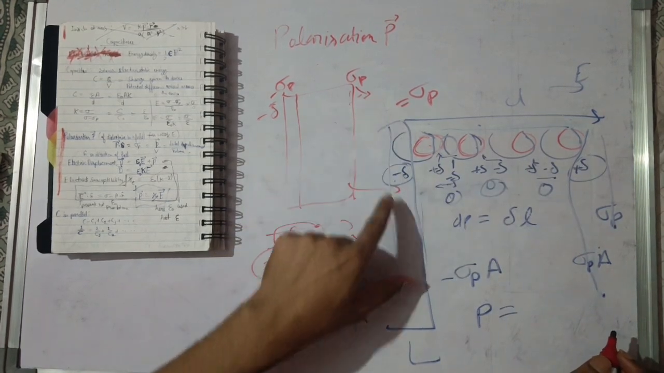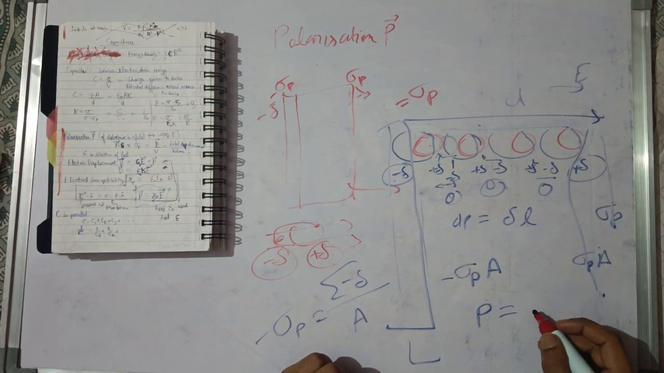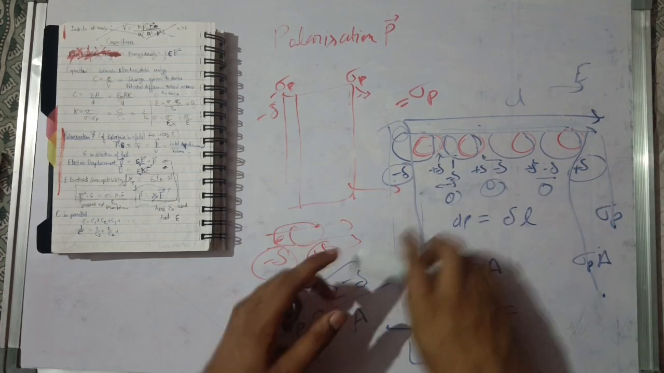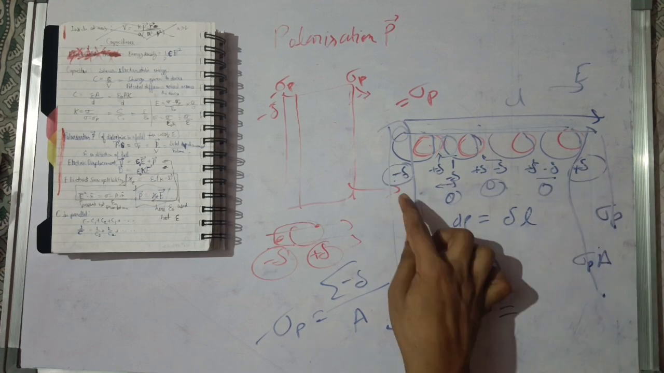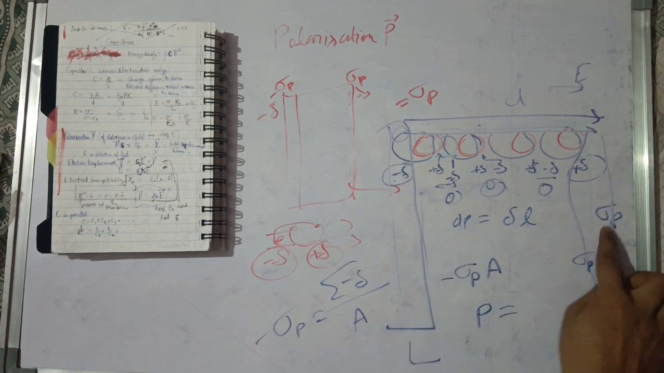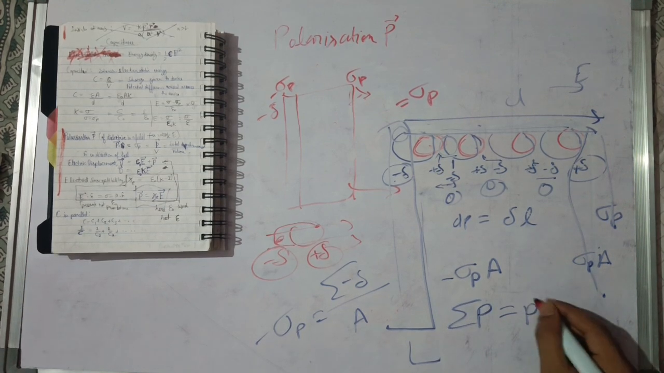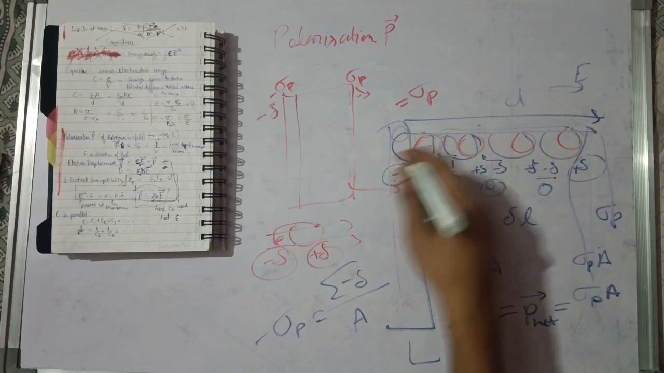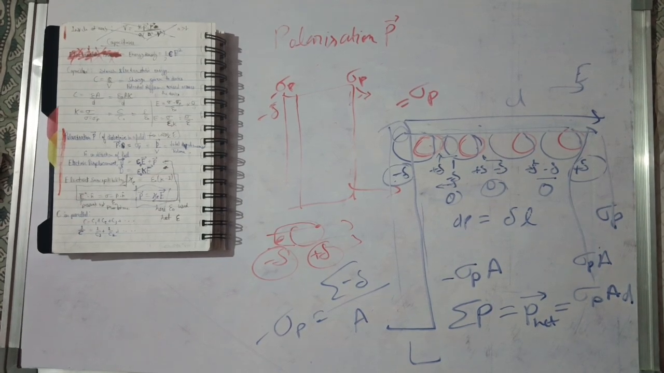Since these are equal and opposite charges, we can treat them like a dipole vector. Take a vector connecting this charge to this charge, and then this charge to this charge. The sum of all these dipole moment vectors gives the p net vector, which is equal to the charge sigma p A into the length between them, which is t. So this becomes the total dipole moment vector.